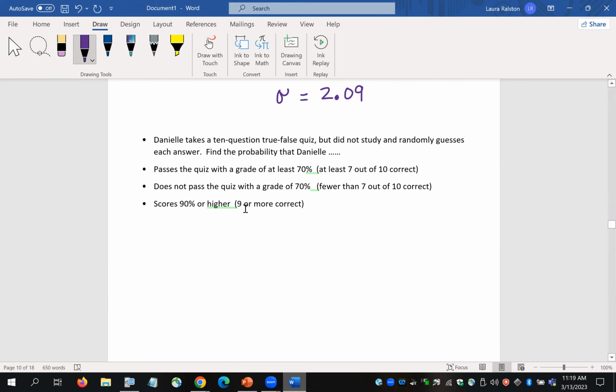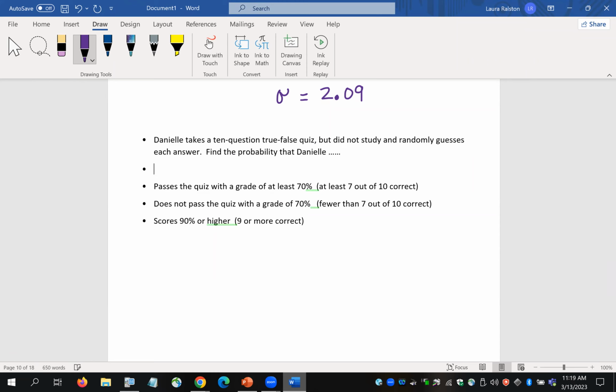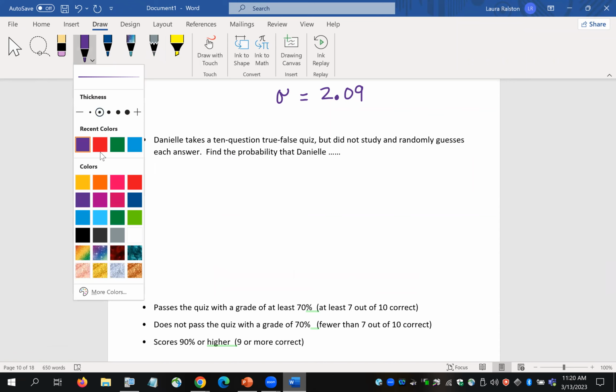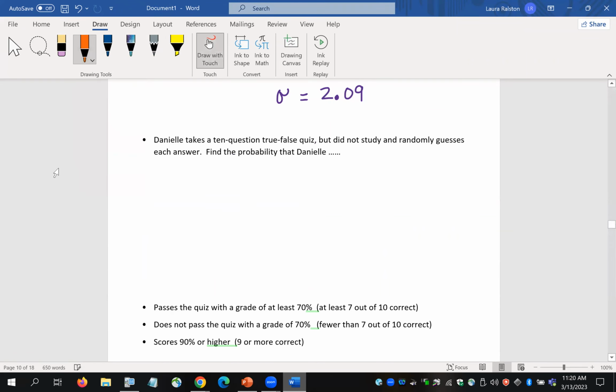It says Danielle takes a 10-question true-false quiz, but did not study and randomly guesses each answer. Find the probability that Danielle, and then they give us some scenarios. But again, before we work through the questions, let's verify that this is a binomial.